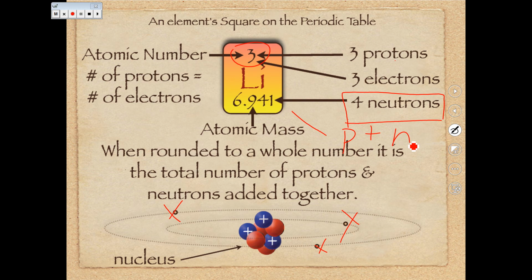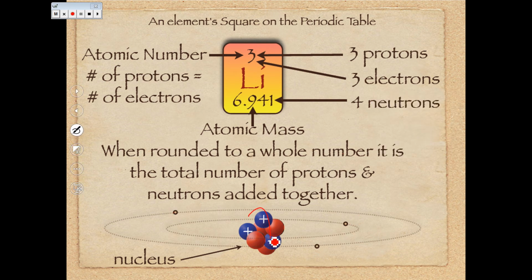So if we round 6.941 up to its nearest whole number, which is 7, it tells us the mass of the nucleus is 7. Well, if we know that 3 of those 7 atomic mass units come from the protons, it means the other 4, to add up to 7, are neutrons. So when rounded to a whole number, it is the total number of protons and neutrons added together.